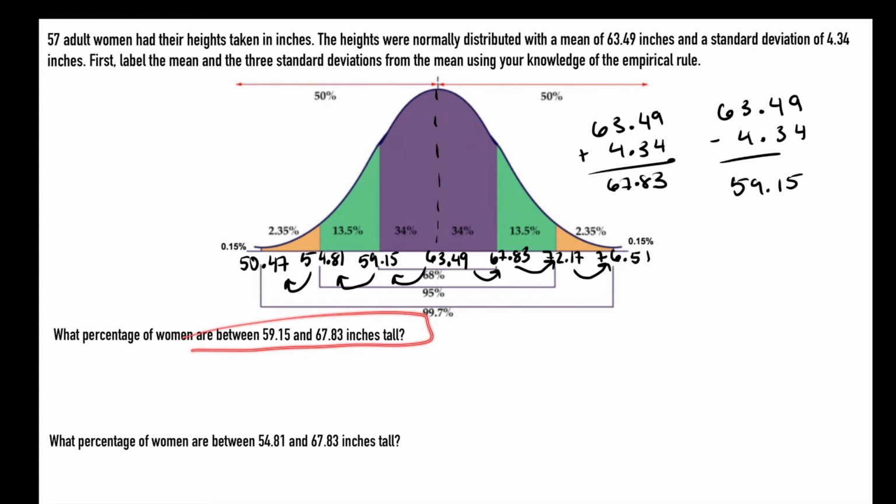What percentage of women are between 59.15 and 67.83 inches tall? Well, this is super easy to answer because I've labeled my bell-shaped curve using the empirical rule. So I just have to find 59.15 and 67.83, and I see that these are the first 2 values, 1 standard deviation to the right and 1 standard deviation to the left. The empirical rule tells me 68% of the data falls within that first standard deviation from the mean. So my first answer is 68%.